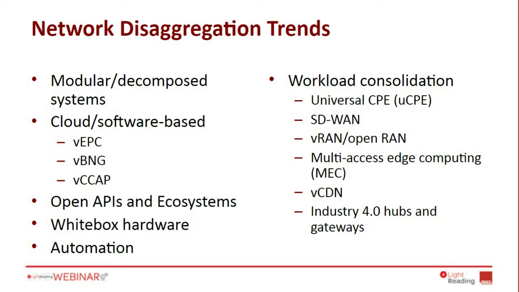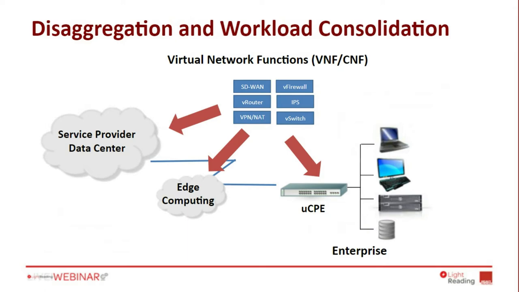Alongside network disaggregation, there is a consolidation of workloads into server-based platforms. These solutions include universal CPE, SD-WAN, virtualized or open RAN, multi-access edge computing platforms, virtualized CDN, and Industry 4.0 hubs and gateways. Successful examples of disaggregation and workload consolidation include SD-WAN and universal CPE. SD-WAN has been widely deployed, delivering significant benefits to service providers and enterprise customers.